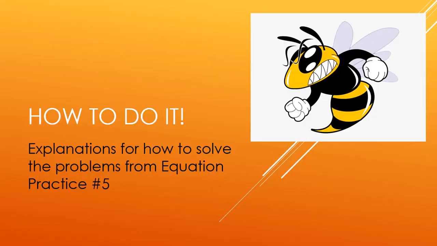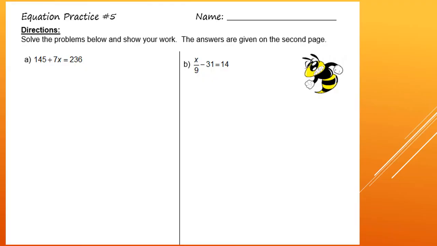Hello, this is Mr. Miller, and in this video, we're going to explain how to do the problems in equation practice number 5. All right, there are 6 problems altogether. Here are the first 2. All right, these are two-step equations.